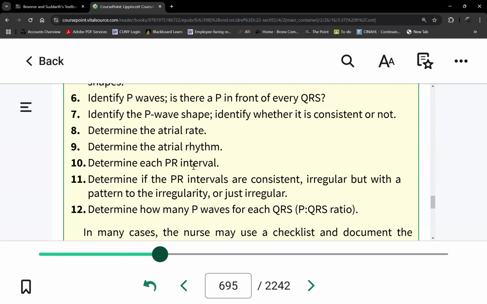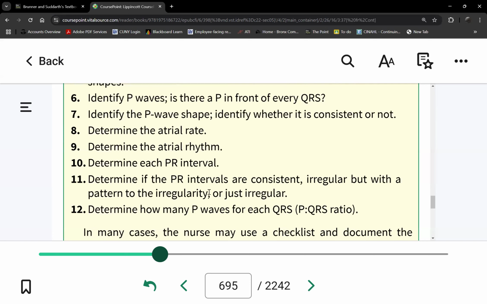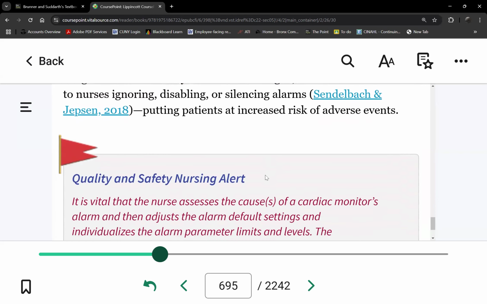So is the AV node's role important? Very crucial. And there must be a P wave for each QRS. So if I see PQRS, if there's anything missing, there's something wrong. So those are the 6 steps I do in practice, and that's the minimum.